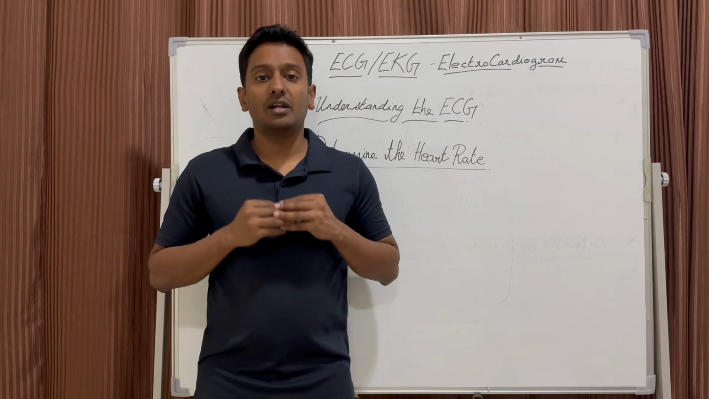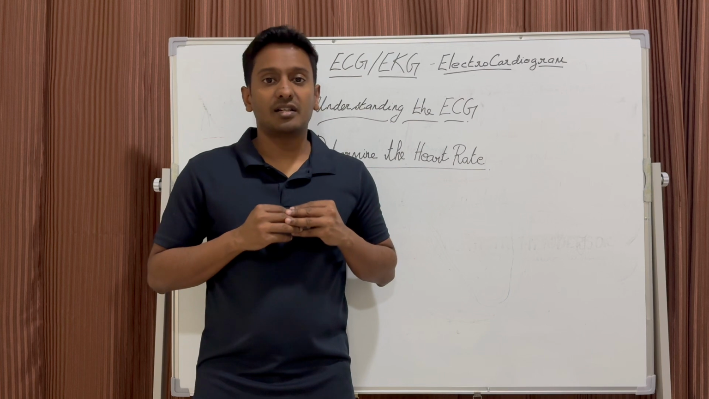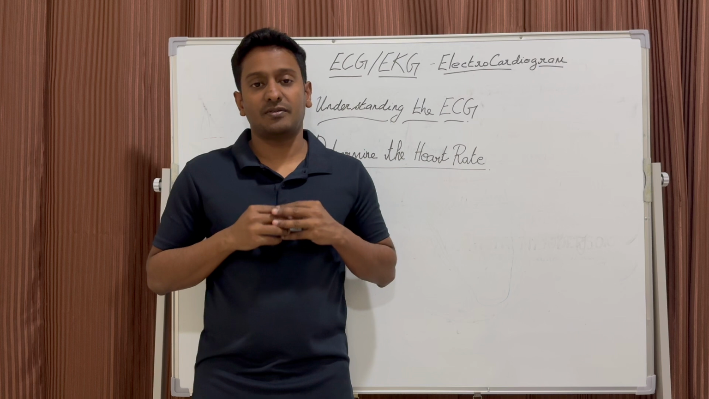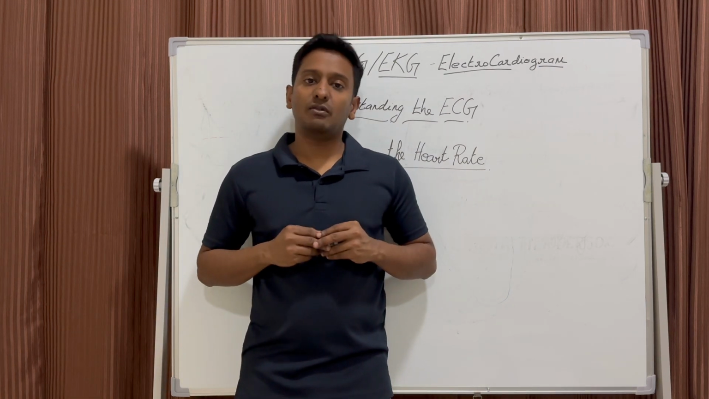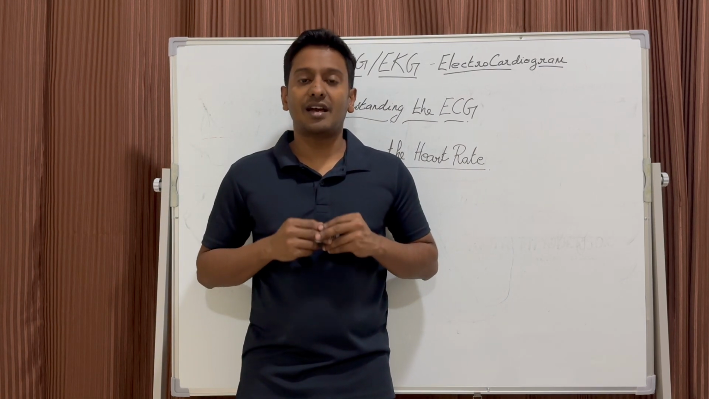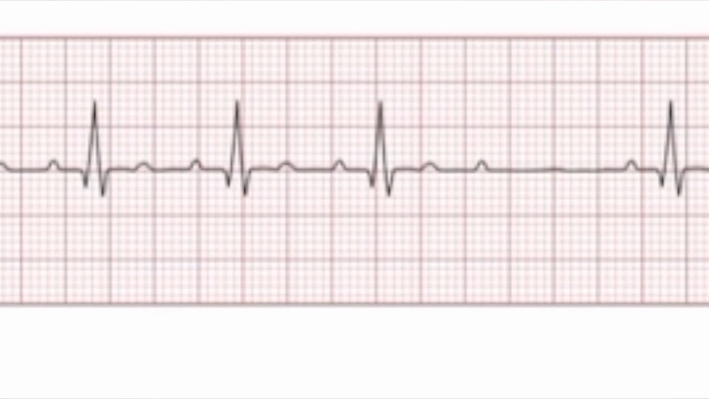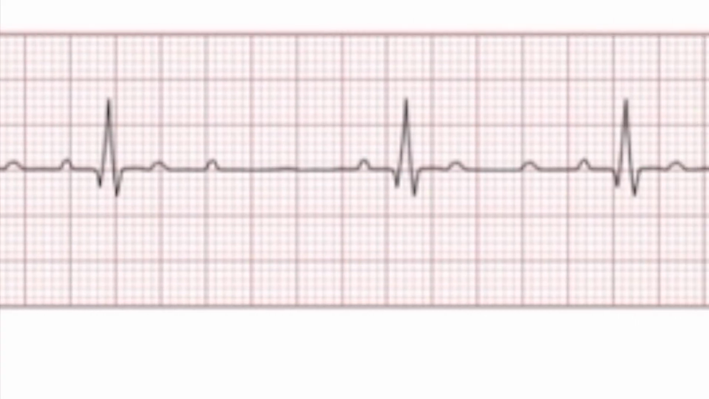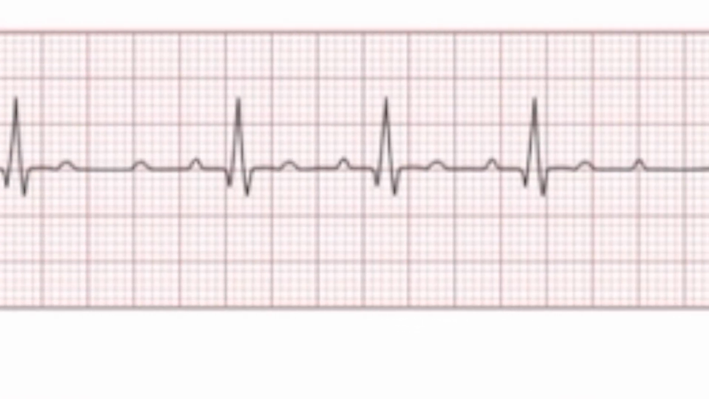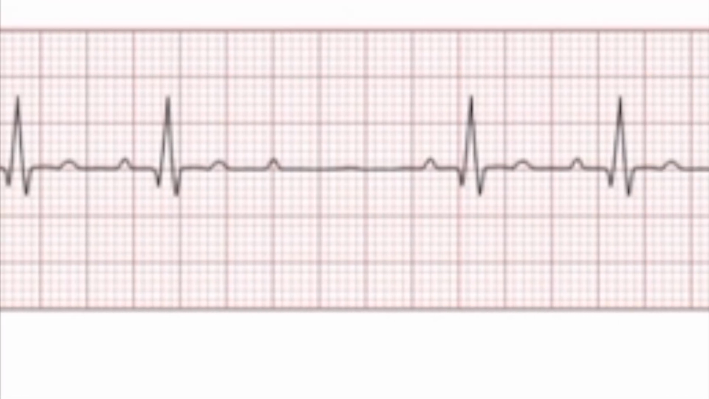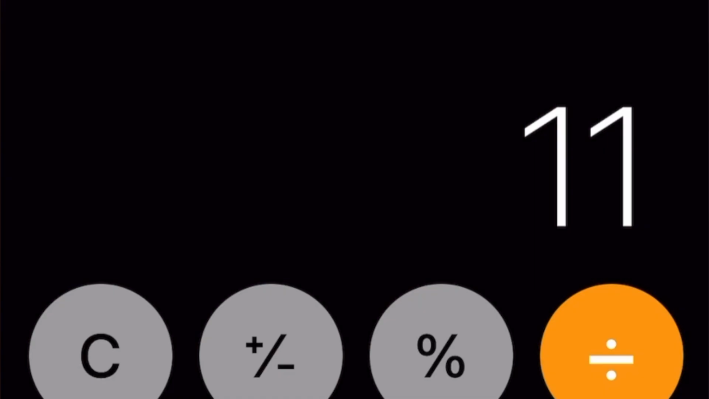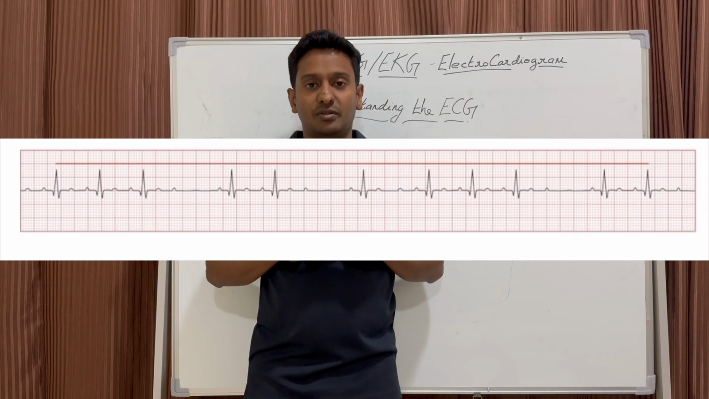And for irregular rhythms, we cannot use this RR interval. So for that, we have to count the QRS complexes. For this one, we have to make sure that we are using a standardized ECG, which is especially a 10-second strip or 50 large boxes. Count the number of QRS complexes on the rhythm strip, then multiply by 6. So in this wave, we have 11 QRS complexes times 6, that is 66 beats per minute.